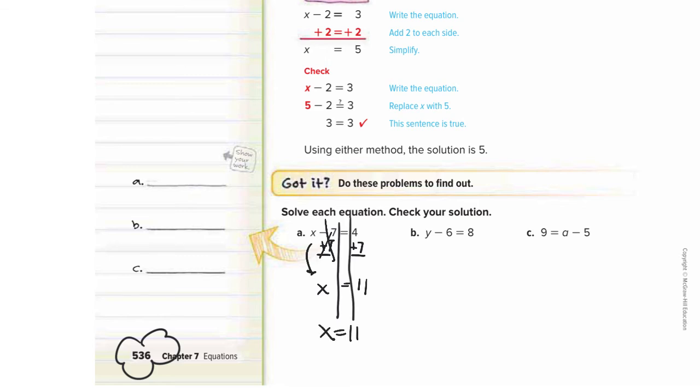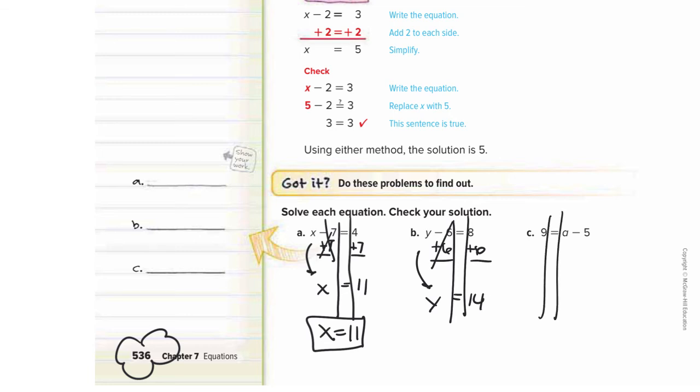So x equals 11. Again, for letter B, because 6 is being subtracted, we need to do the opposite and add. Those cancel out and we're left with y equals 14. Letter C, 5 is being subtracted, so in this case we have to add. We're left with a equals 9 plus 5, which is 14. So a equals 14.